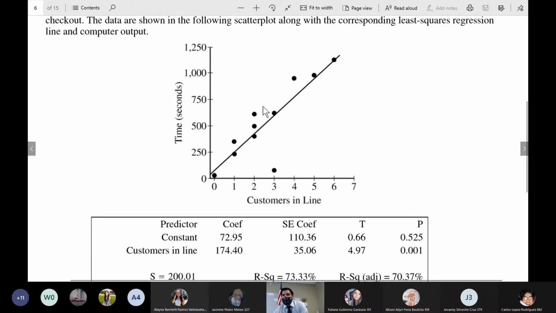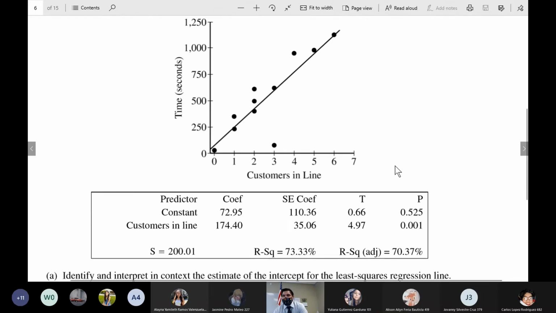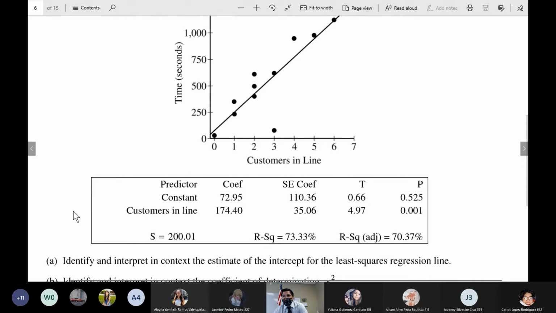All right, so we have our scatter plot here. Each dot represents the number of customers in line ahead of someone who was randomly selected and how much time it took for them to finish checking out. And there's our least squares regression line. We also have the computer printout here. This is given more in the form of the Minitab one that we saw.